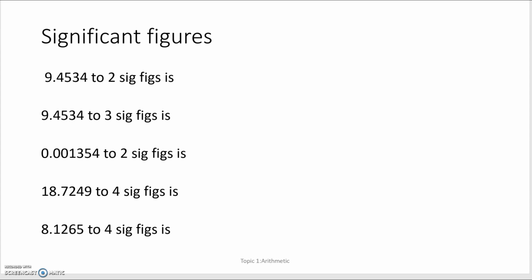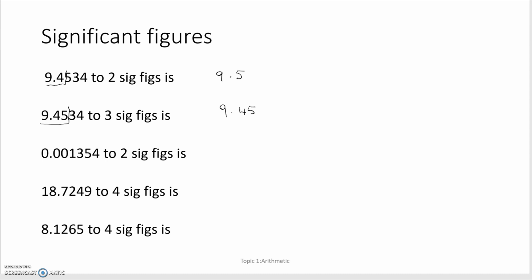So for example, let's have a look at 9.4534. If we want to write that to two significant figures, we would look at the first 2, then we'd look at the third, and we'd see that the third was 5, which is greater than halfway, so we would round up, so we would make that 9.5. The next one, we're going to look for 3 significant figures, so we'd look at the first 3. Then we'd look at the next one, and the next one is 3, so it's less than halfway, so we would round down.